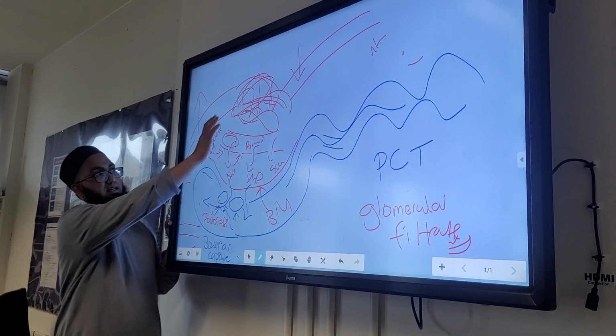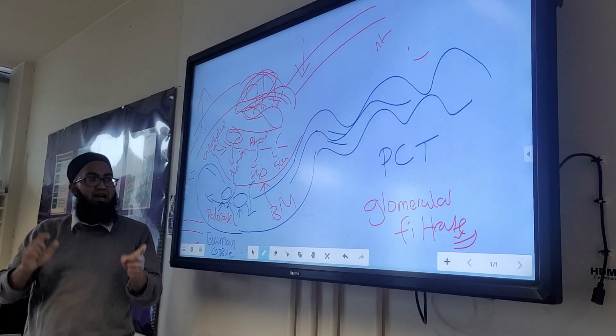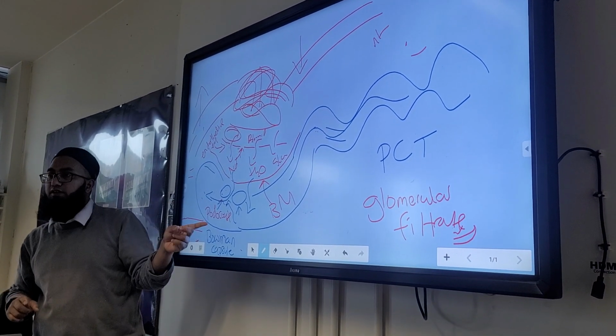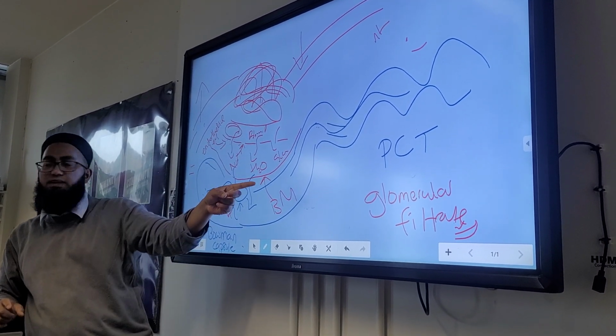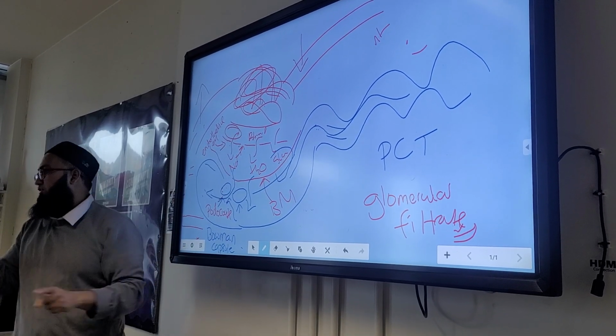Remember, this process here, where we filtered it out, is called ultrafiltration. There was no measurement of how much water to filtrate, how much sodium to filtrate, how much glucose to filtrate. Glucose should never be in the urine, but for some reason it gets through. It's quite a small molecule.